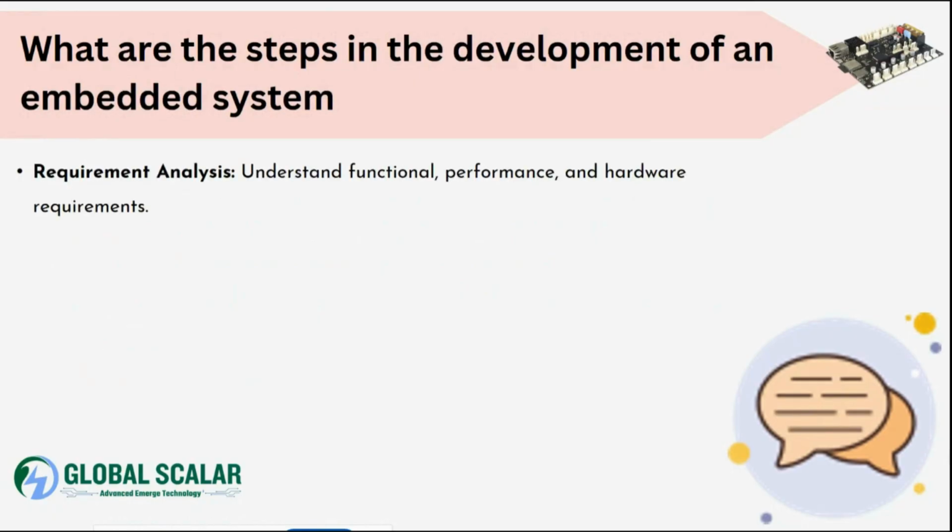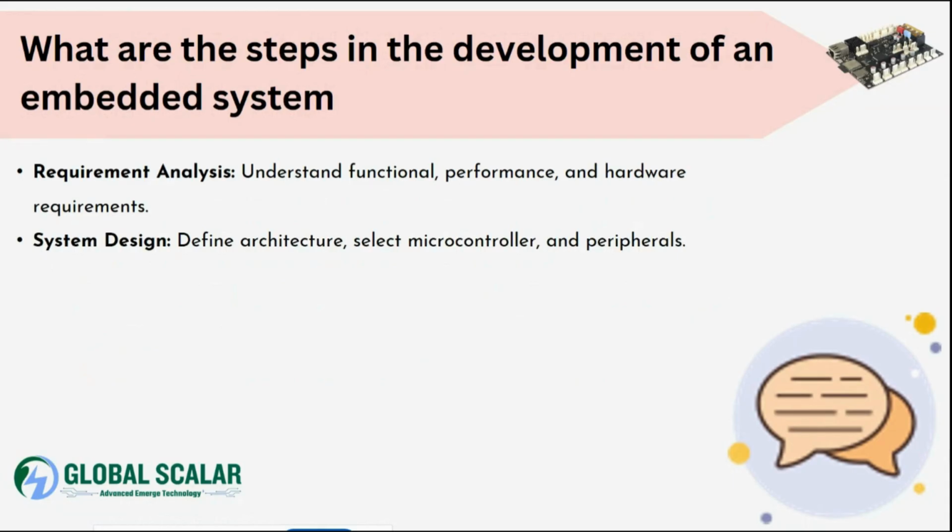So what are the steps in development of an embedded system? First, analyzing the requirements. We need to understand what is the function and what is the performance it should have at the hardware level. So we need to understand the hardware requirement, the software requirement and the functioning. Then we need to design. That is a part of the system design: selecting the microcontroller or the peripherals, and the code which needs to be written.